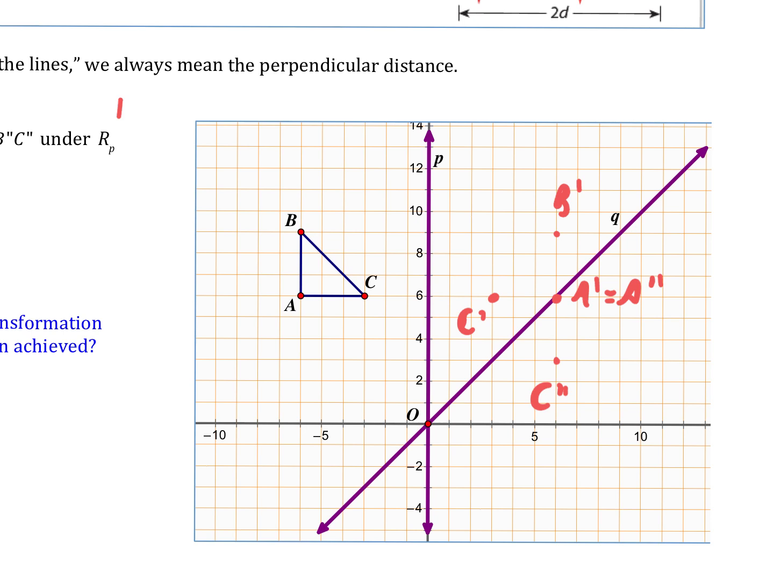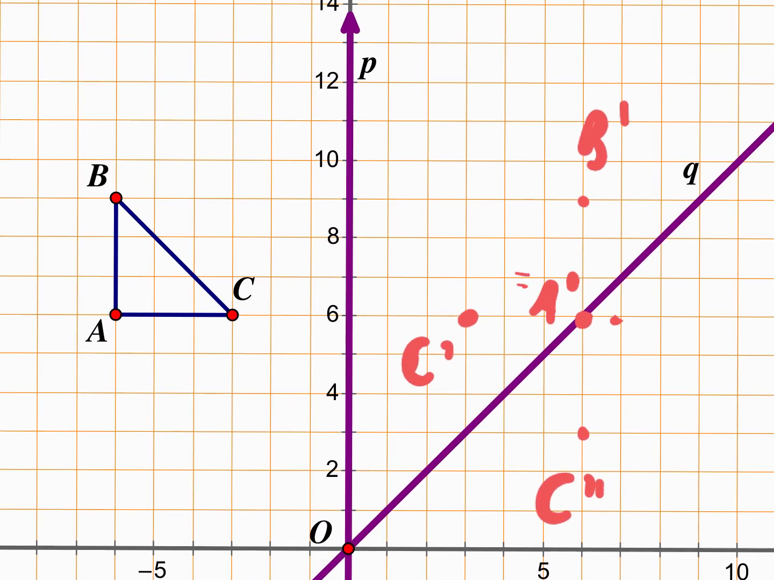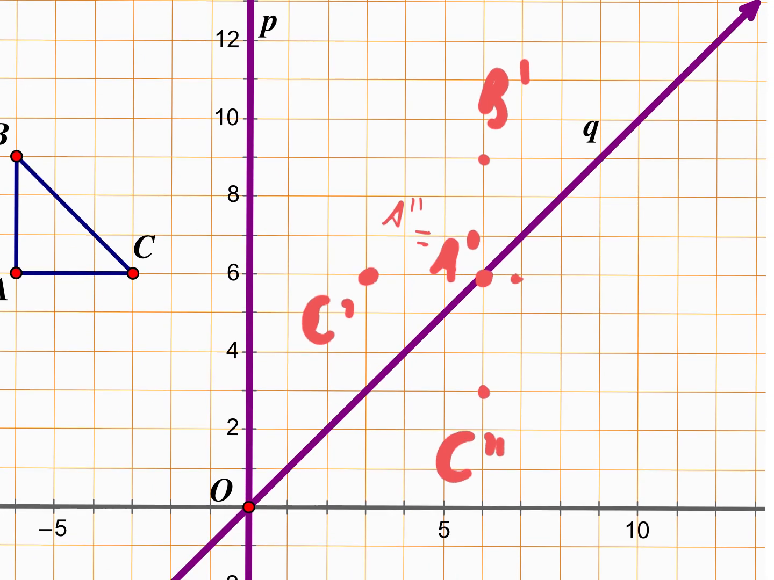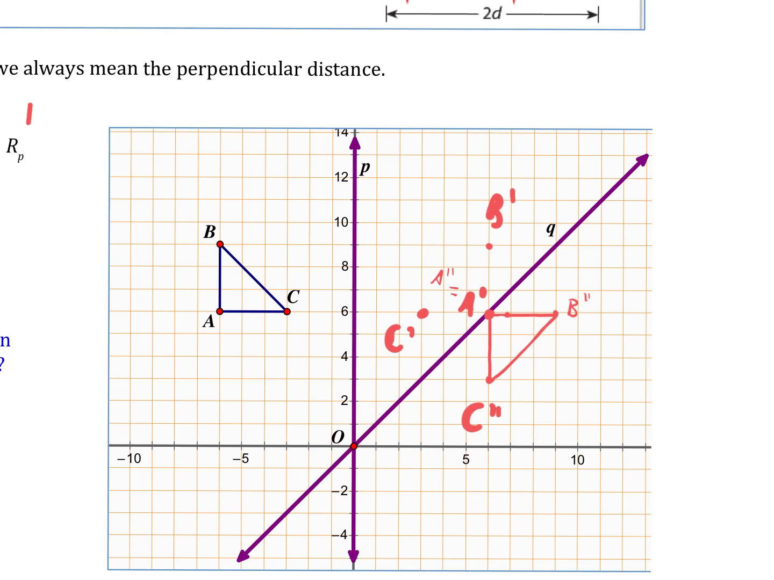I don't have any room to write because I wrote all over that area. Let me fix this real quick. This is A prime, and A double prime. B double prime is here. So the triangle is actually here. Okay, so looking from beginning to end, this is not a translation. What's happening from beginning to end, you might guess, kind of looks like a rotation.